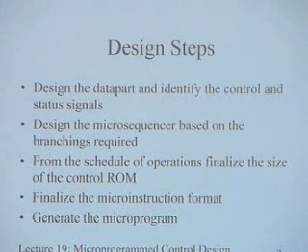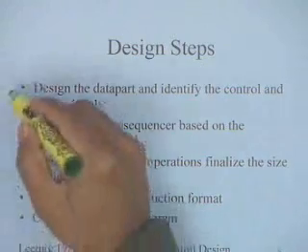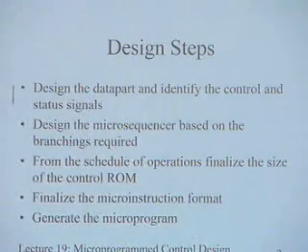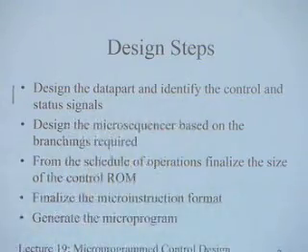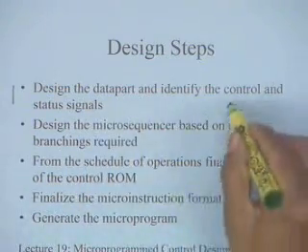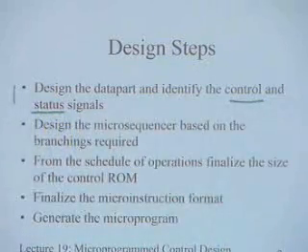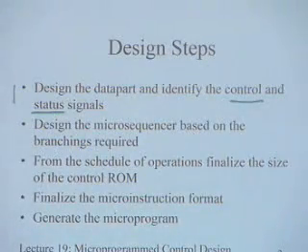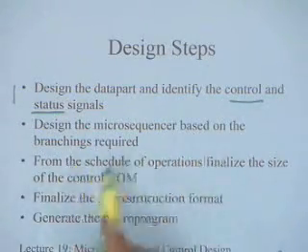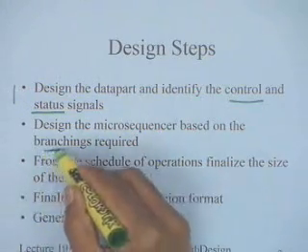So first we design the data part and identify the control and status signals. This part is going to be based on your algorithmic description. You have to know what operations you need to perform and how you are going to store the data, and then you will do the data part design. The important thing is, from this you will also identify very clean interfaces between control and data in terms of the control and status signals. The next step is to design a microsequencer based on the branchings required. We will talk about this.